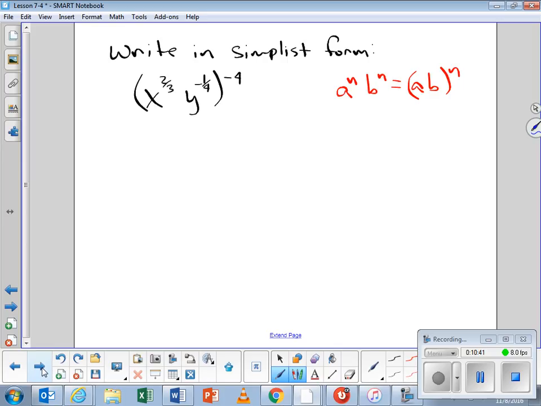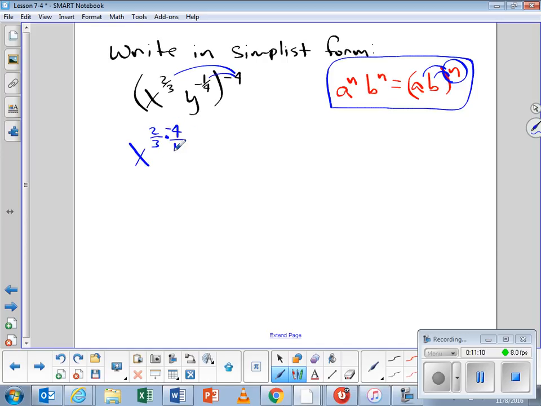Write in simplest form. Here's a reminder of the rule you learned in algebra. a to the n, b to the n is the same as ab to the n. And so what that means is I distribute my n power to every factor inside. And so I can do that here also. So I get x to the 2/3 times negative 4/1 and y to the negative 1/4 times negative 4/1.